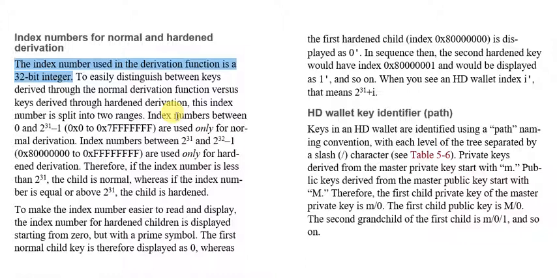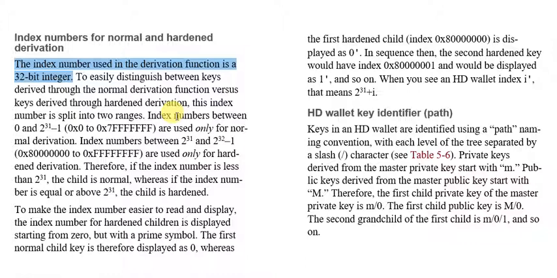Index numbers between 2^31 and 2^32 (0x80000000 to 0xFFFFFFFF) are used only for hardened derivation. Therefore, if the index number is less than 2^31, the child is normal, whereas if the index number is equal or above 2^31, the child is hardened.